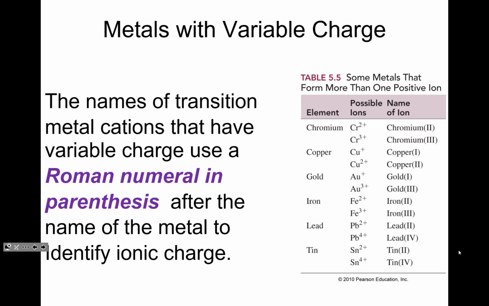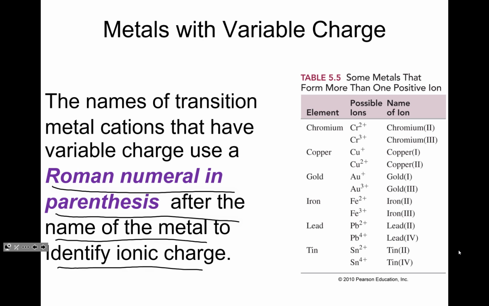So the names of transition metal cations that have variable charge use a Roman numeral in parentheses after the name of the metal cation, and that's to identify the charge. Some examples, not an all-exclusive list, is chromium. Here we're showing chromium 2 and chromium 3. Chromium with a +2 charge, in its name you put that 2 in parentheses as a Roman numeral. For chromium 3, you put a 3 in parentheses as a Roman numeral, and so on. This again is not all inclusive.